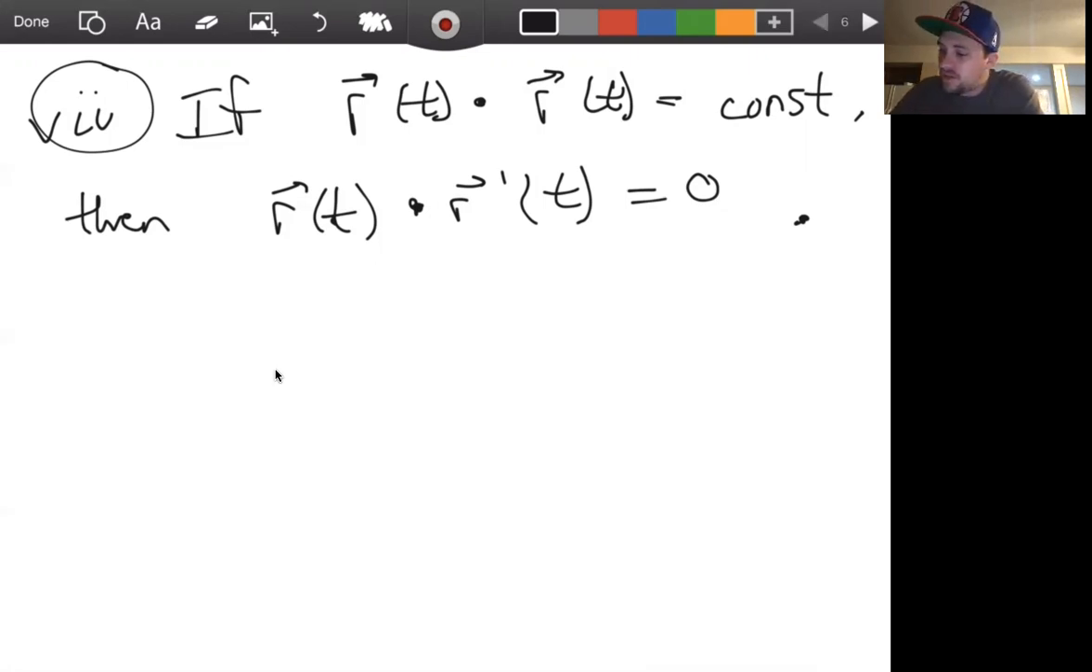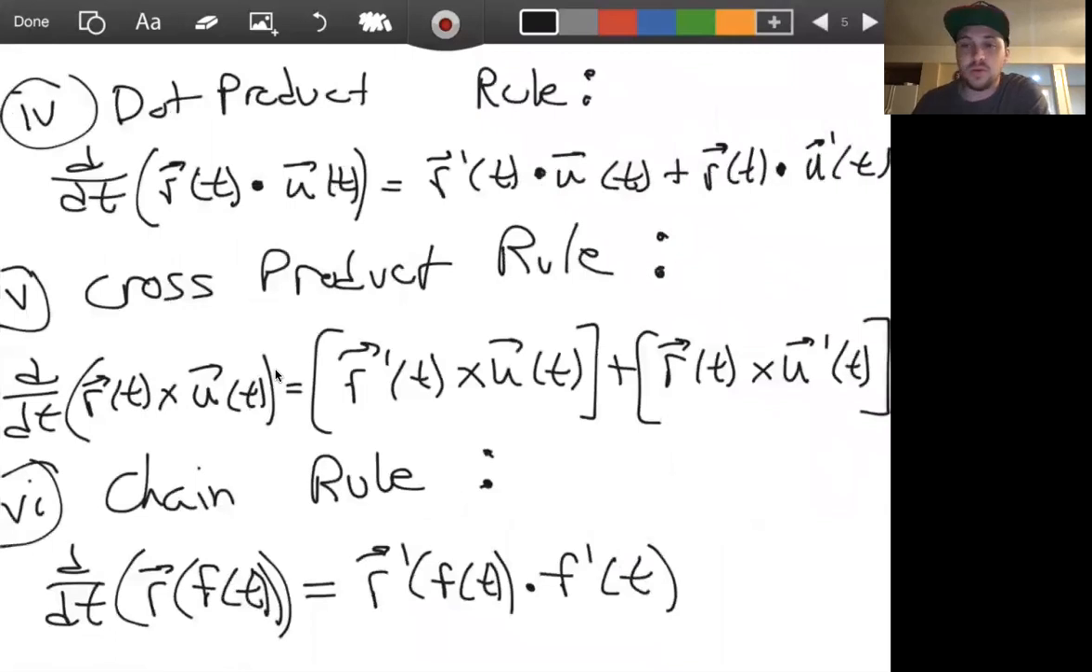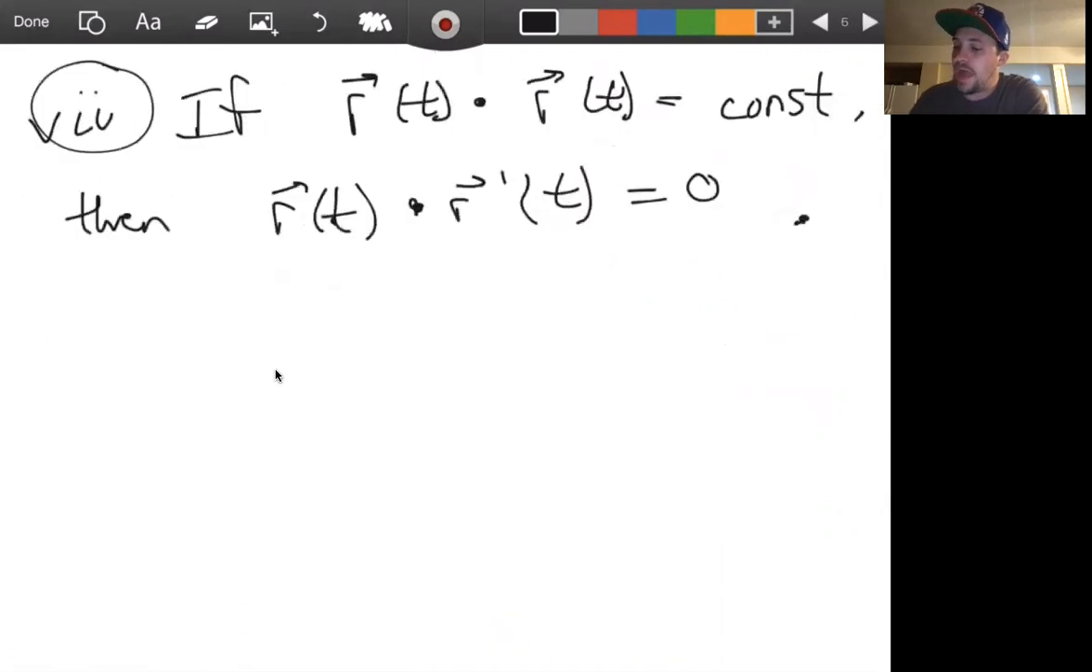Great. So we have this long list of properties of the derivative. To recap quickly, one is that you can pull a scalar out front. The second one says that the derivative splits over plus and minus. Here we have a scalar product rule, a dot product rule, and a cross product rule. They all have the same flavor, but for their respective products: one is scalar product, one is dot product, one is cross product. We have the chain rule. And we have this condition: if the dot product is constant, then the dot product with the derivative is 0.